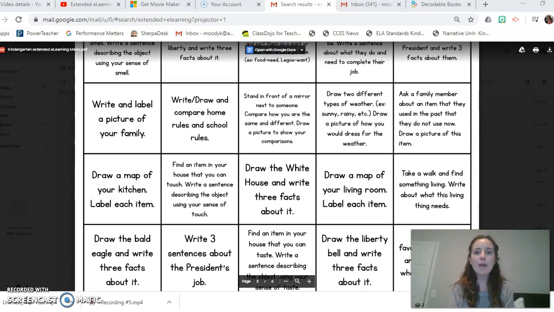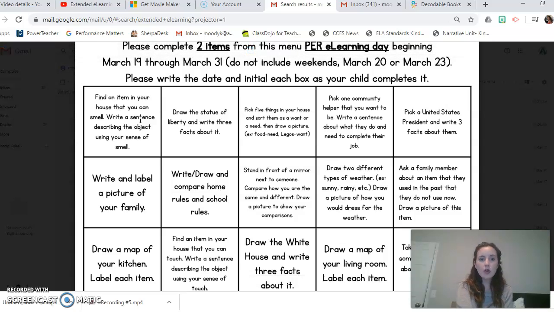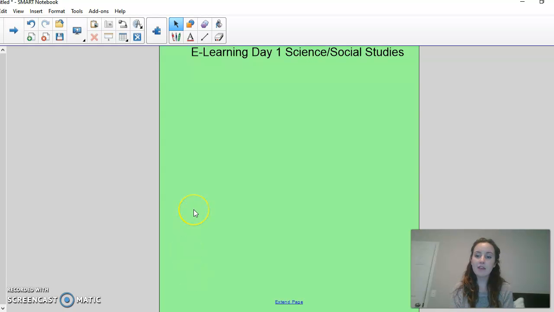So the first thing I'm going to do over here on our Science and Social Studies menu is the very top item. It says, find an item in your house that you can smell. Write a sentence describing the object using your sense of smell. So this is about our 5 senses. We know that we have see, hear, smell, taste, touch. So I'm going to use my sense of smell. I'm going to use my nose.